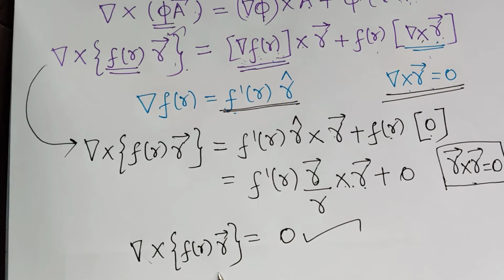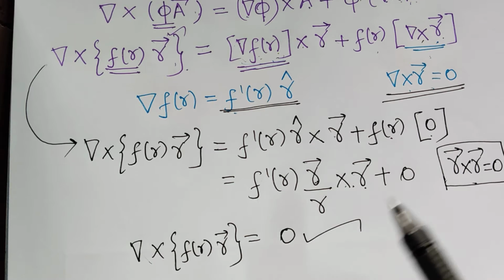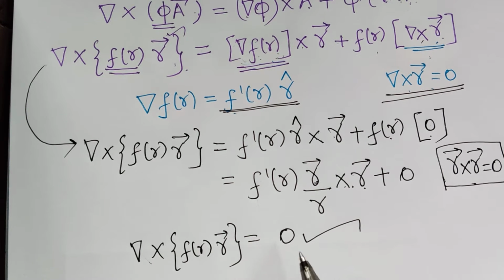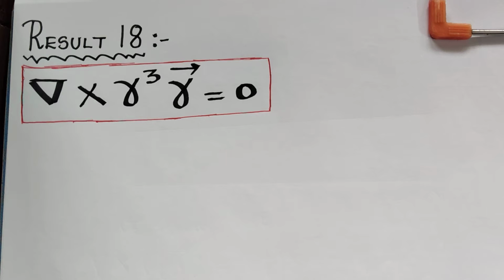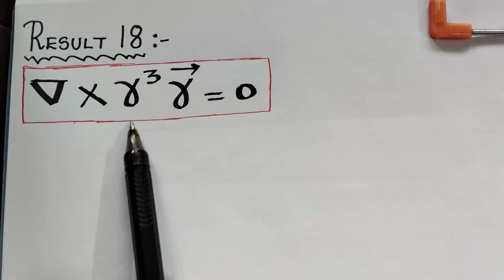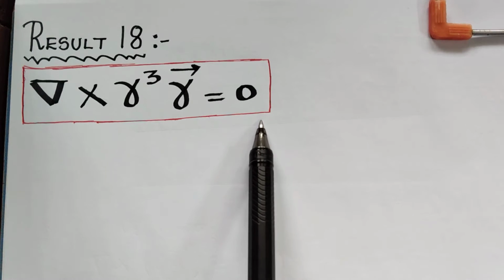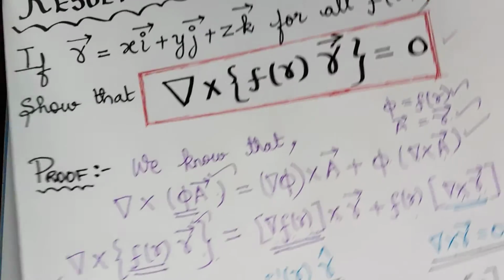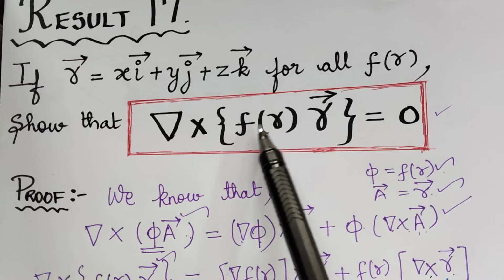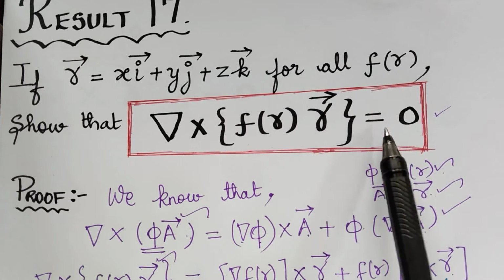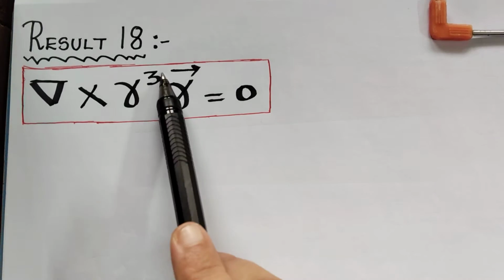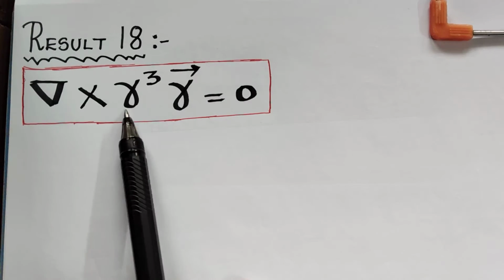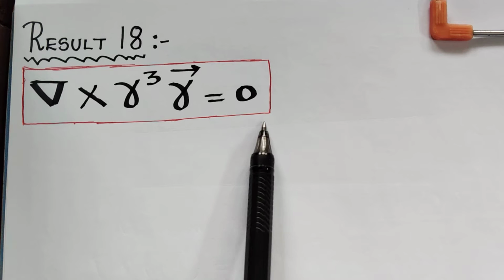So having this concept, we can say that the following result that we are going to see is also equal to 0. So let us see that now. Here we have nabla cross r cube r vector is equal to 0. In order to prove this, we can in fact directly say from this result. We know that nabla cross f of r multiplied with r vector is equal to 0. Now at the place of f of r, we have r cube over here. So applying that result, directly we can say that it is equal to 0.